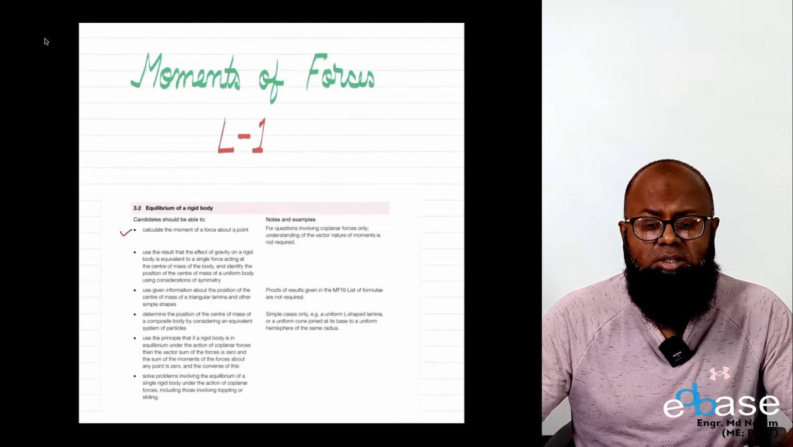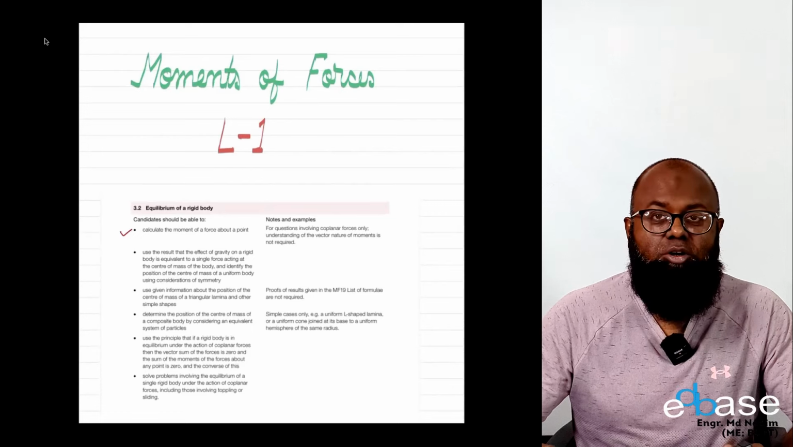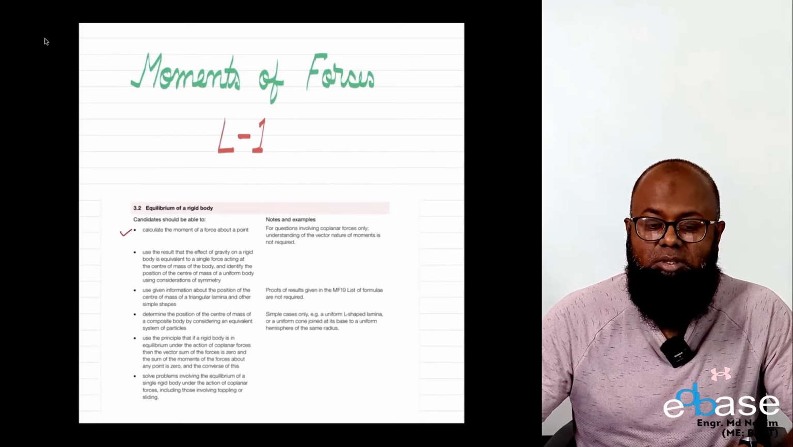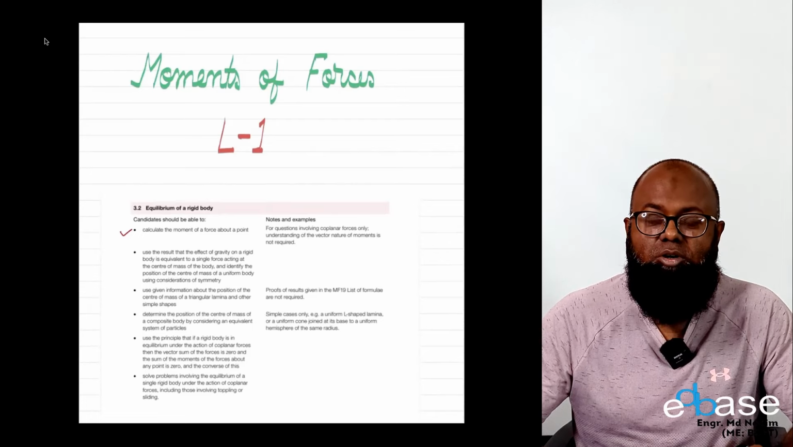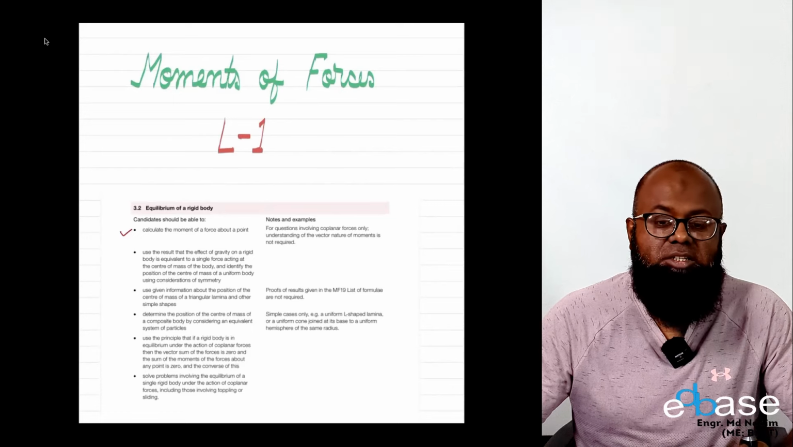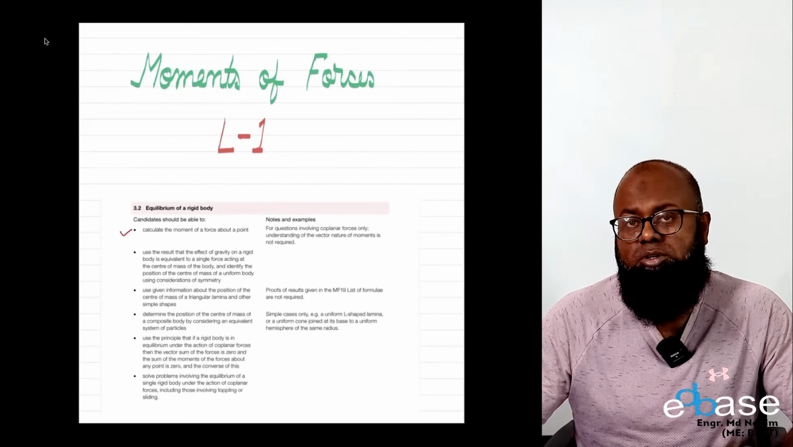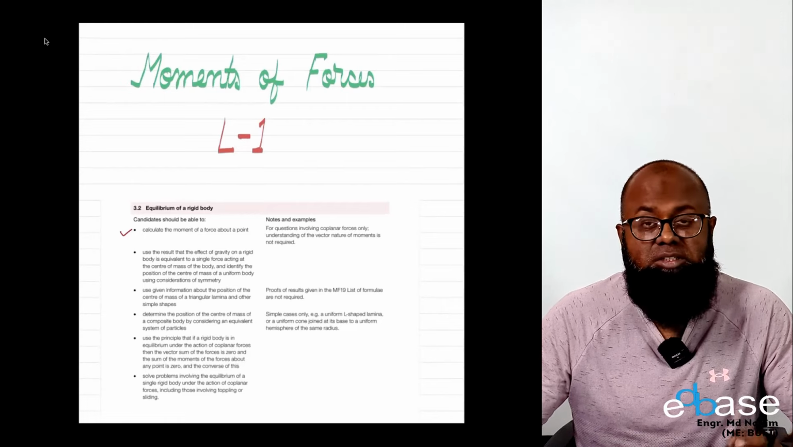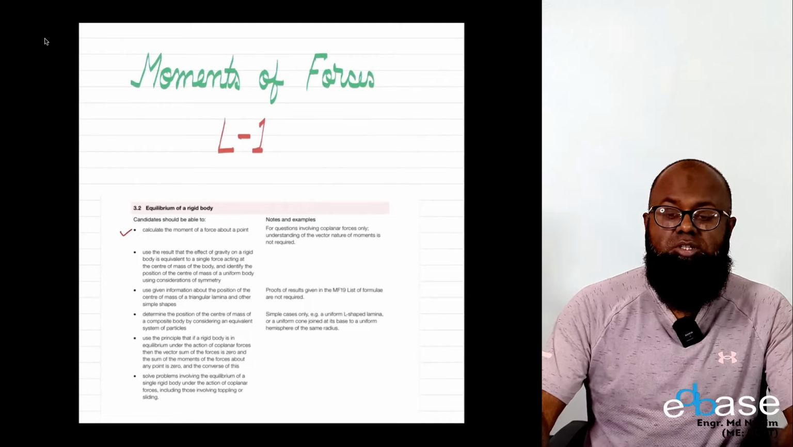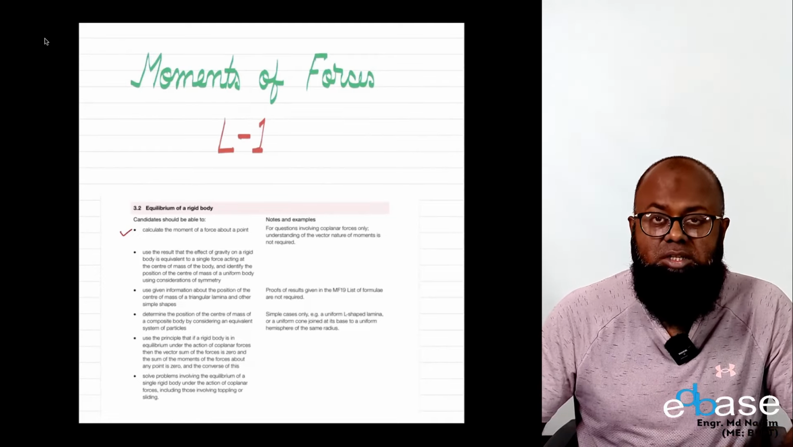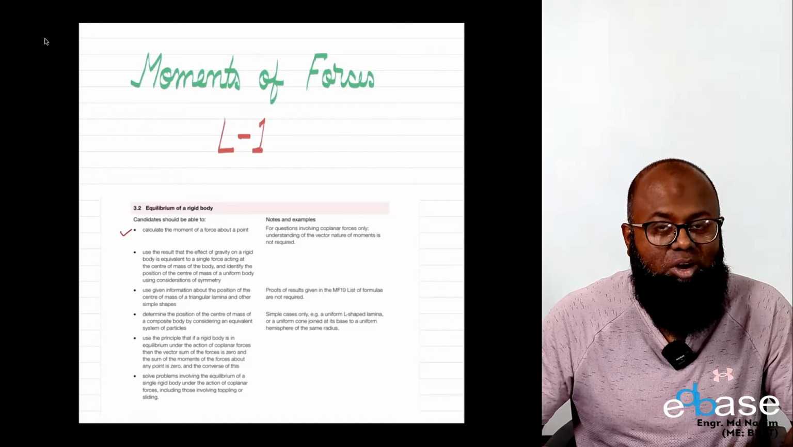Actually, this topic is a subtopic of the topic equilibrium of a rigid body. That is a major topic of further mechanics. In this topic, we will study moments of forces and then we'll go to center of mass and then a combination of these two. So today's class is on moments of forces, and this is our lecture number 1.